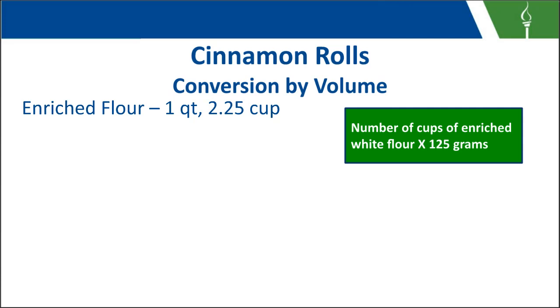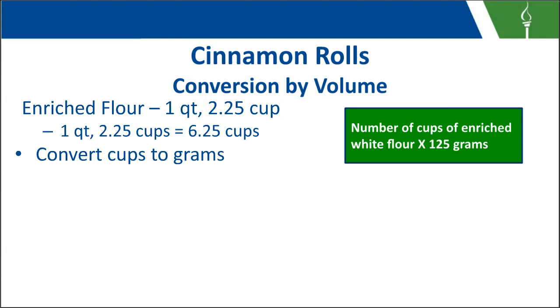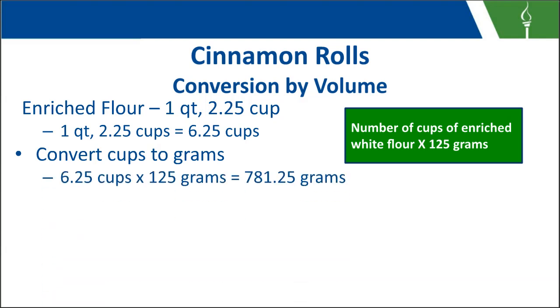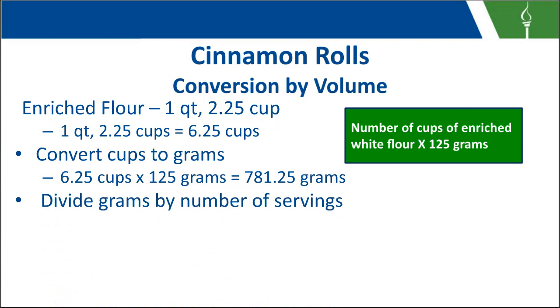But just like the last example, we're going to be using enriched flour as well. So again, the first step is to convert our amount, which is 1 quart and 2.25 cups, to cups. So again, since there are 4 cups in 1 quart, we're going to have 6.25 cups. And then the conversion factor for this is a little bit different. 1 cup of enriched flour is equal to 125 grams. So to convert our cups to grams, we're going to take 6.25 times 125 grams, which will give us 781.25 grams for our recipe.